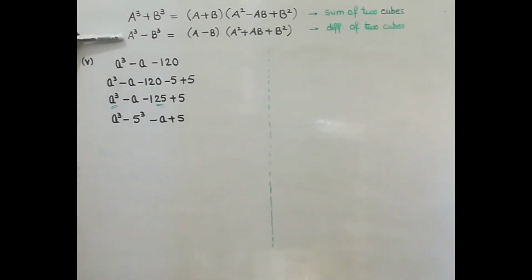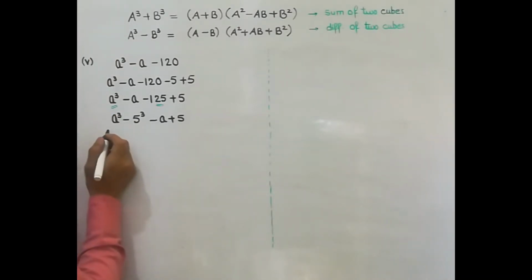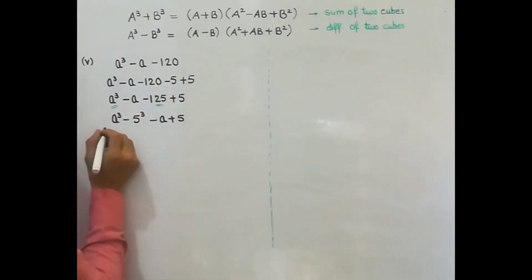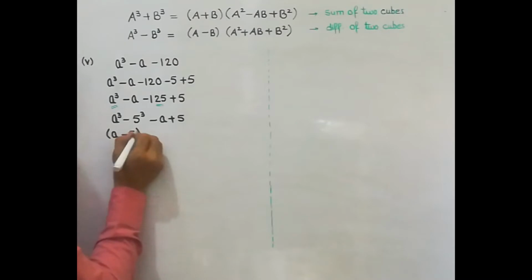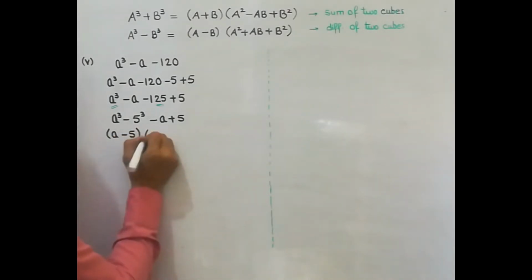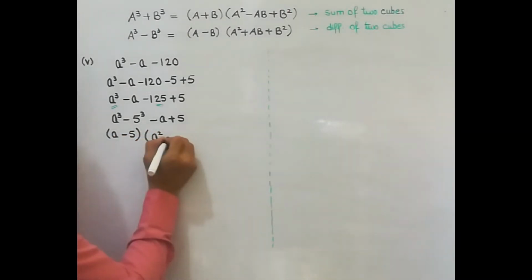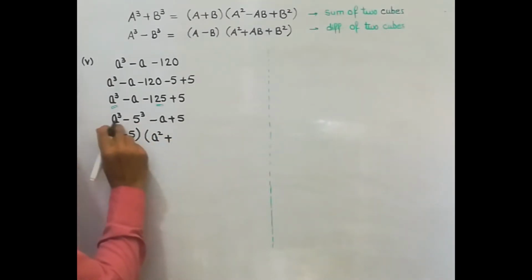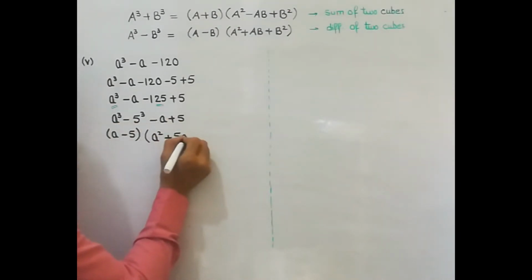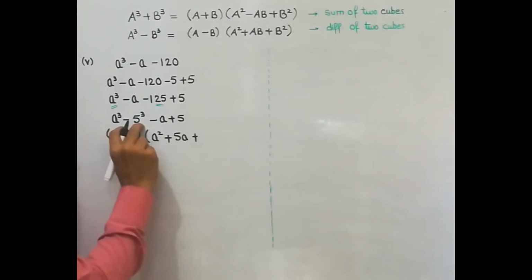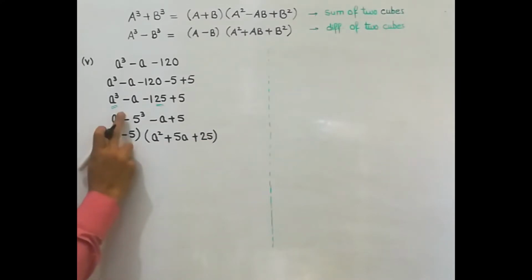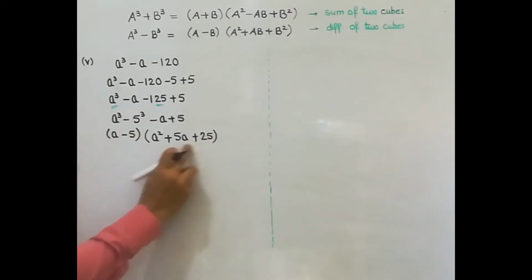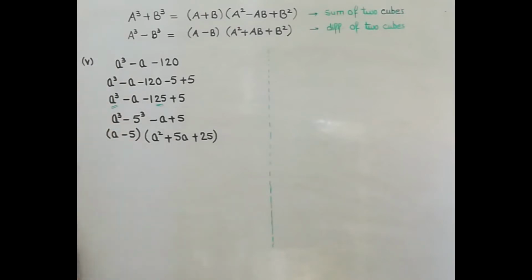becomes this formula, a cube minus b cube. So for a cube minus b cube, we have in the first bracket a minus b. Then in the second bracket you have a square plus ab, multiply these two, plus b square, square of 5, 25. So here you have applied the formula a cube minus b cube and got this result. You can tell me the formula.